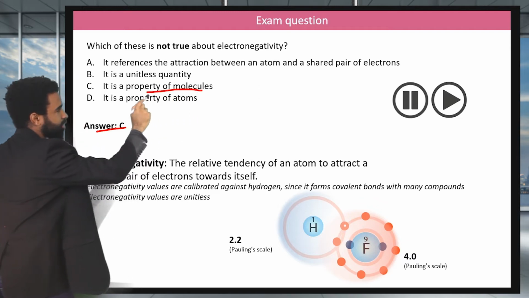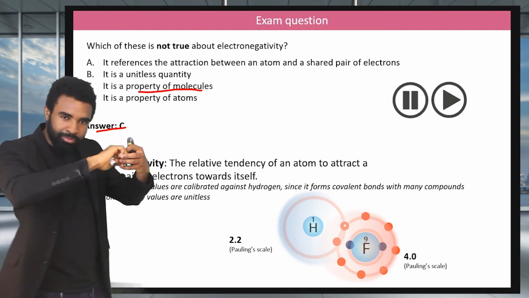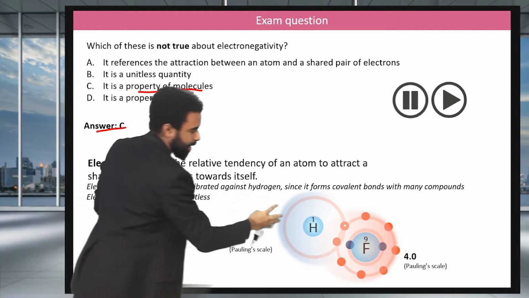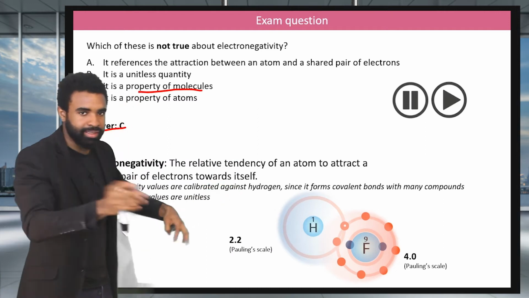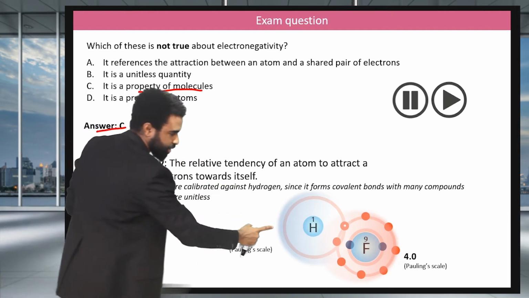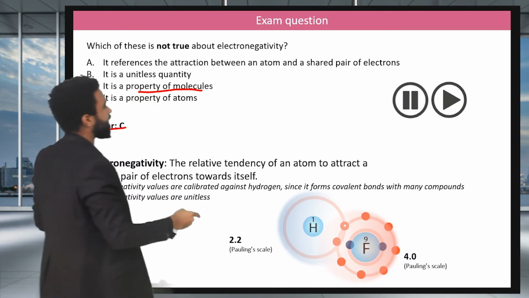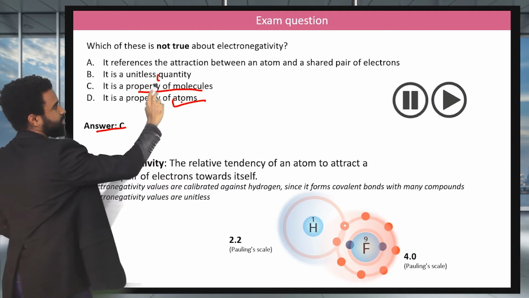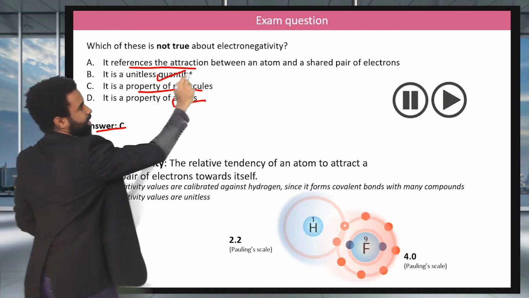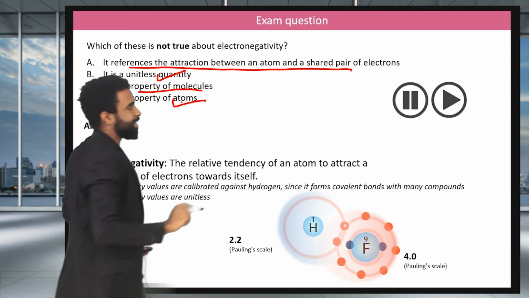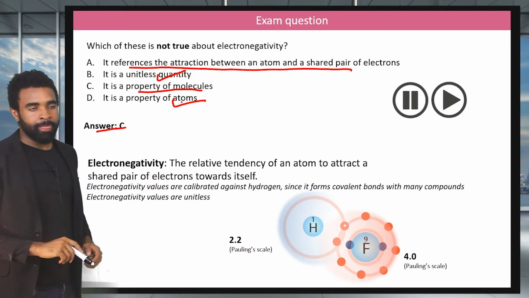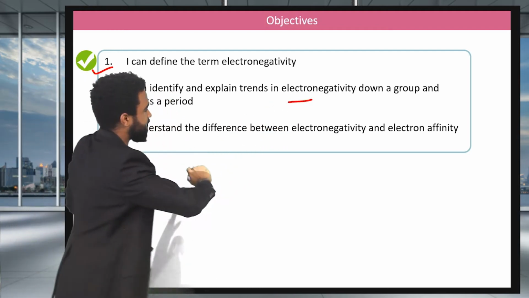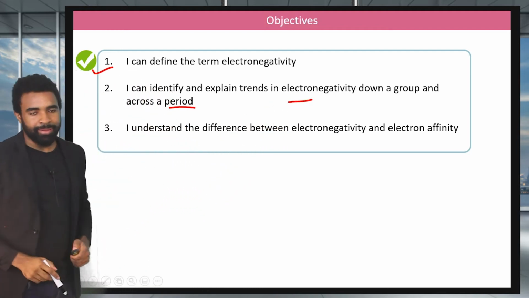Electronegativity is not a property of molecules. Atoms need to get into molecules for you to measure the electronegativity, but it's still a property of atoms. You don't say hydrogen fluoride has an electronegativity of 3 or whatever. You say hydrogen has a certain electronegativity and fluorine has a certain electronegativity. So it's a property of atoms, that's correct. It is unitless, as we discussed, and this is a correct definition for electronegativity. So that's also correct. Okay, now we get a green light with this one. Let's move to the next one of identifying the trends in EN down a group and across a period.